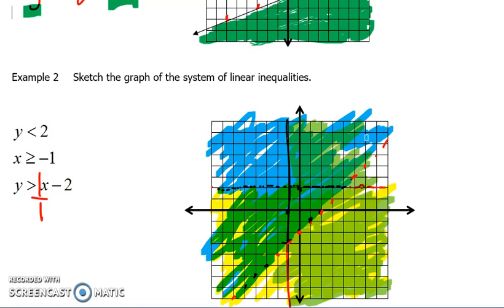So the answer for this one is where we shade 3 times. If you see right here, this middle part, you have the first color, which is yellow, what I used, and the green and the blue. The system means where they have in common. So where do we shade 3 times? Where do they overlap? Right here, this section right here. So the answer part is where we shade 3 times.